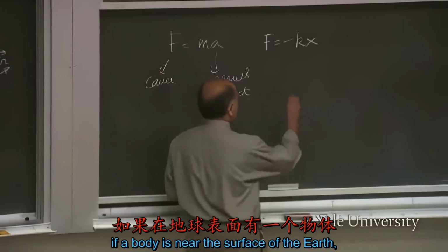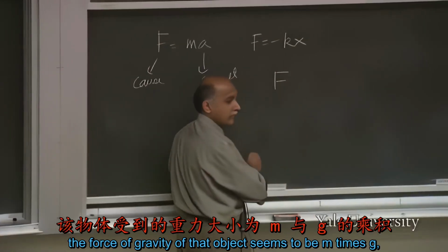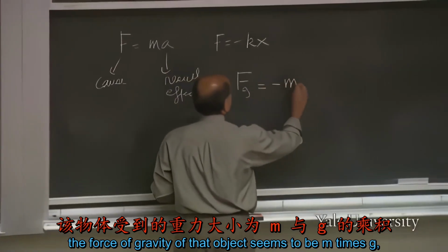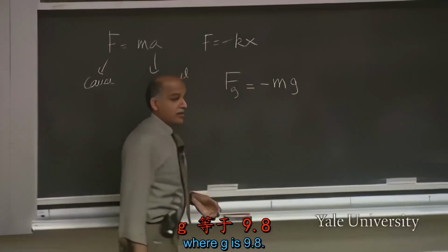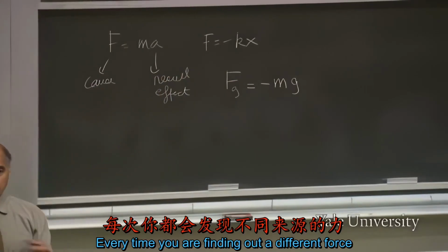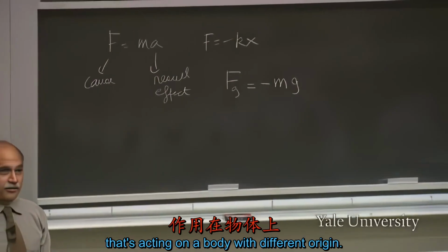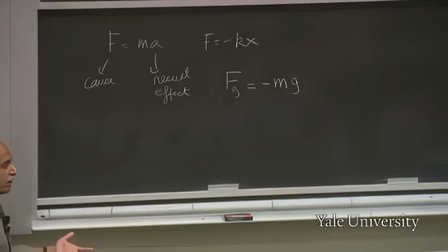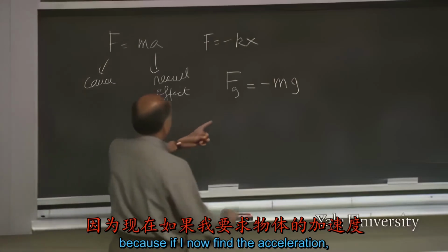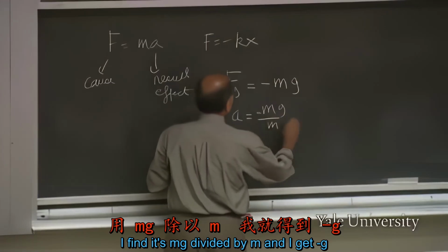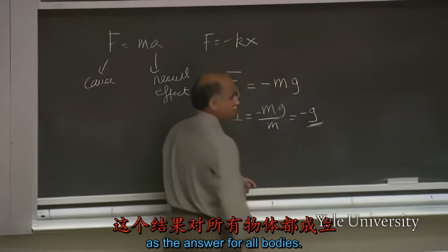For example, we know that if a body is near the surface of the earth, the force of gravity on that object seems to be m times g, where g is 9.8. That's something you find out by experiment. So every time you're finding out a different force that's acting on a body with a different origin. One says, leave any body near the earth, it feels a force. I know this is the right answer, because if I now find the acceleration, I find it's mg divided by m, and I get minus g as the answer for all bodies.